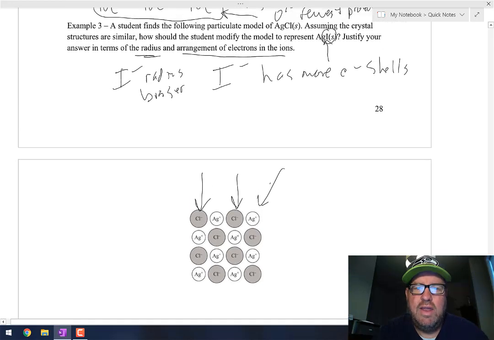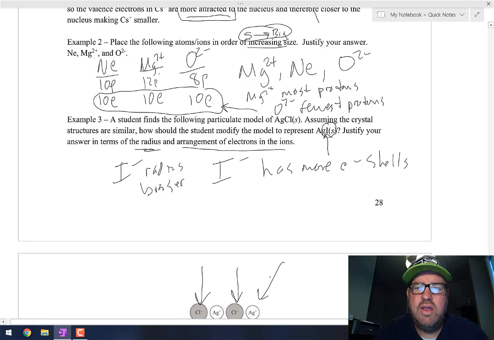Okay, and that is our introduction to ionic radius. Now let's do some practice problems with it in our packet.